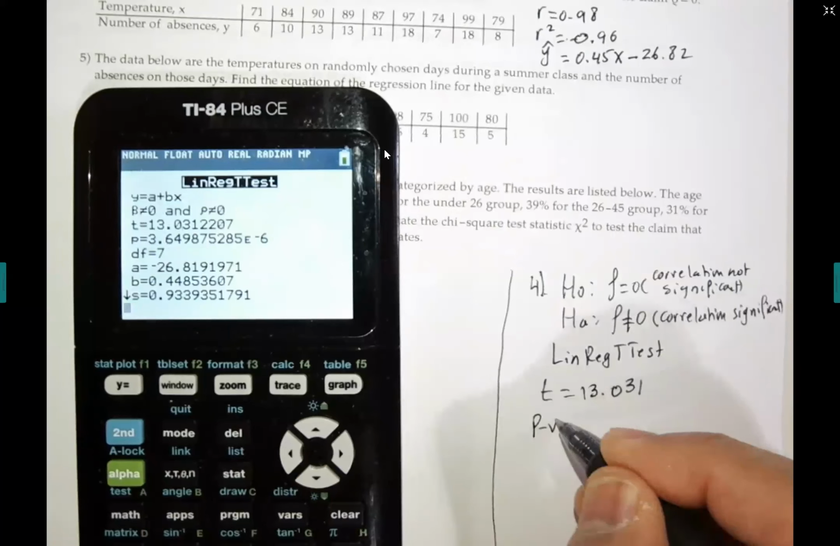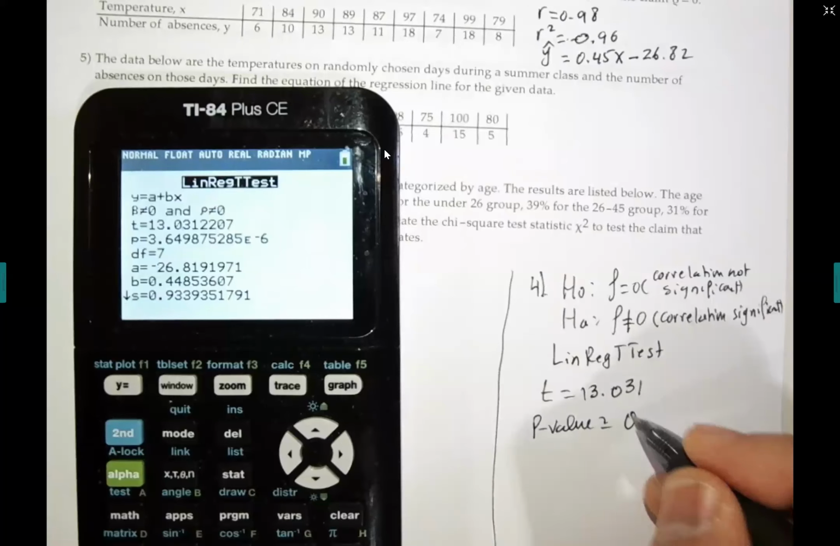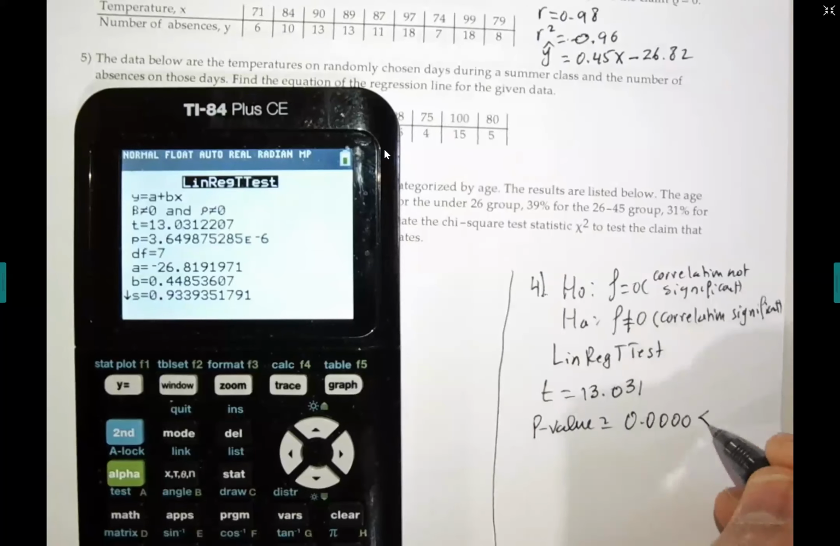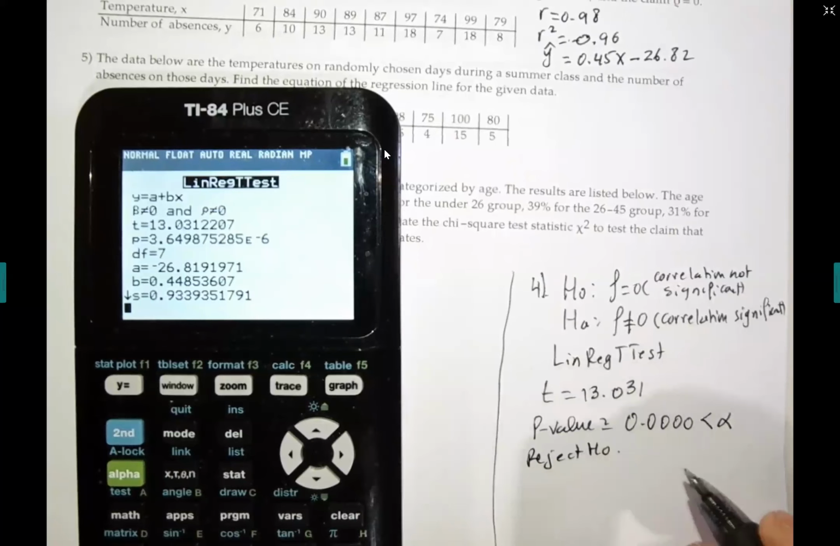P-value. Do you guys see the E minus 6? Please don't ignore that. That means you have to move the decimal 6 digits to the left. So your p-value is 0, guys, which is less than alpha. Reject H0. When you reject H0, you conclude that correlation is significant.